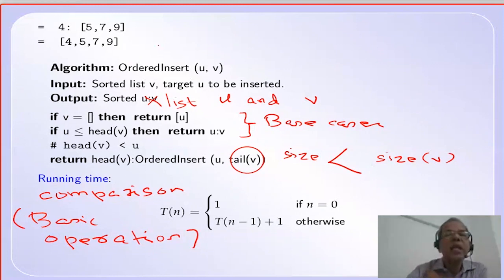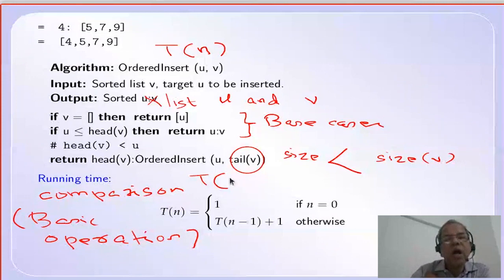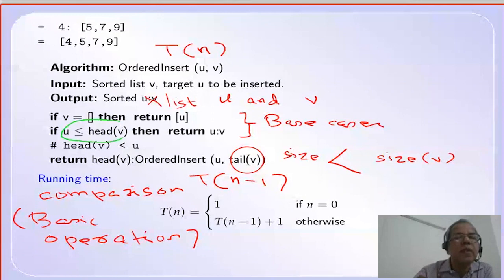I will call the running time T of n if the input size is n. Then for the recursive call, the running time is T of, if the input size to the call is n, what is the input size to the recursive call? N minus 1, because tail of V is just 1 less than V. The algorithm itself, how many comparisons does it do? Just one comparison here. Every time the algorithm is executed, this one comparison has to be done.